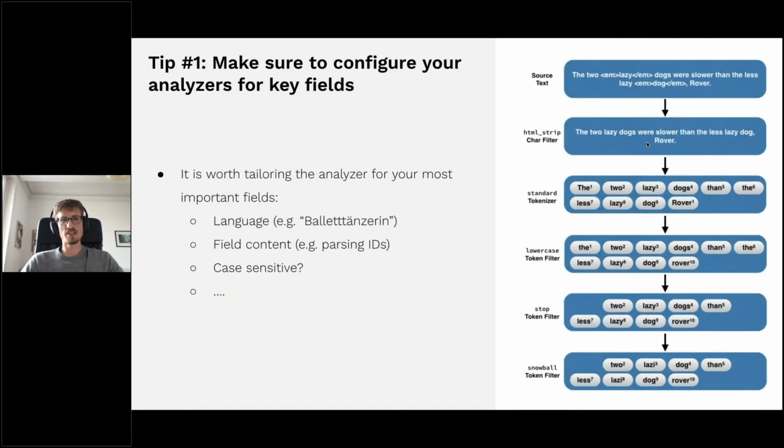So tip number one: typically you have some fields that are fairly important to the search. It could be the title of your documents, like if you have news articles, or the name of a person in your organization. You want to make sure you're customizing your analyzer and making it relevant for these fields. This can be very important if you have some IDs, which have different logic than text in English. So that's something important to do.